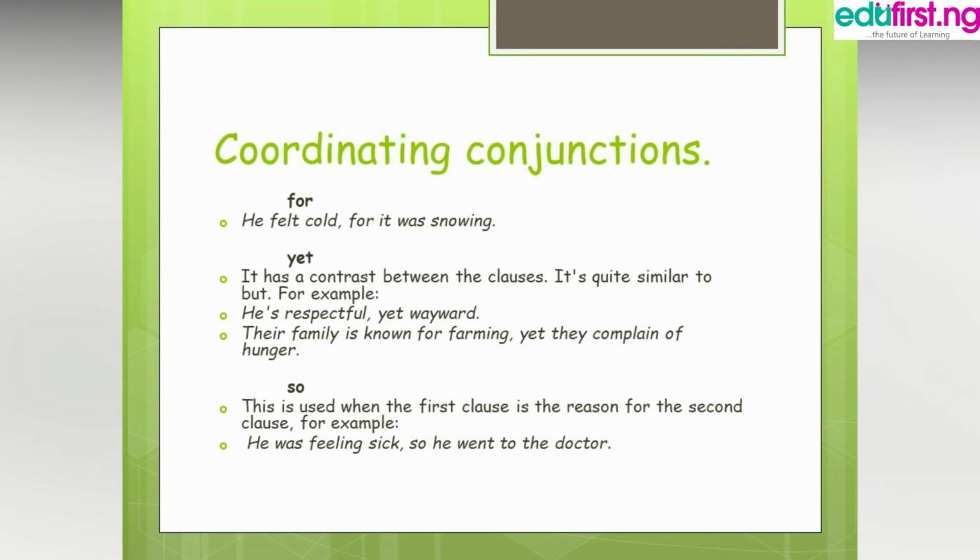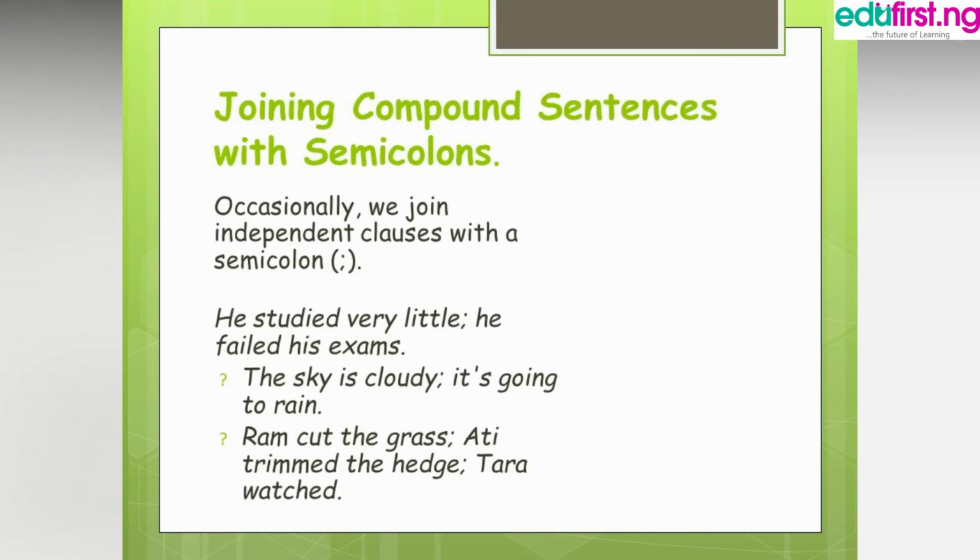Now, another way is by joining compound sentences with a semicolon. We've given this example in the introductory example. However, let's look at this. Occasionally, we join independent clauses with a semicolon, as illustrated in these examples below. He studied very little; he failed his exam. The sky is cloudy; it's going to rain.